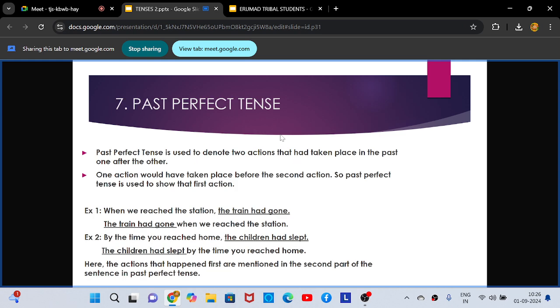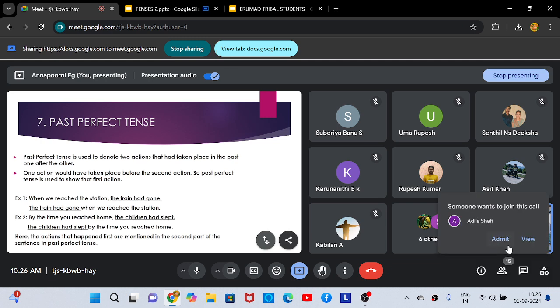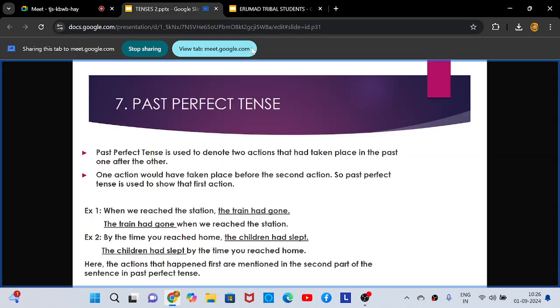Next, moving to past perfect tense. This tense is very important because past perfect tense is used to show two actions that happened in the past, one after the other. Imagine that two actions happened in the past. One action took place first, then another action also happened. So you should use this past perfect tense with that first action. Past perfect tense has to be used with the action which happened first.